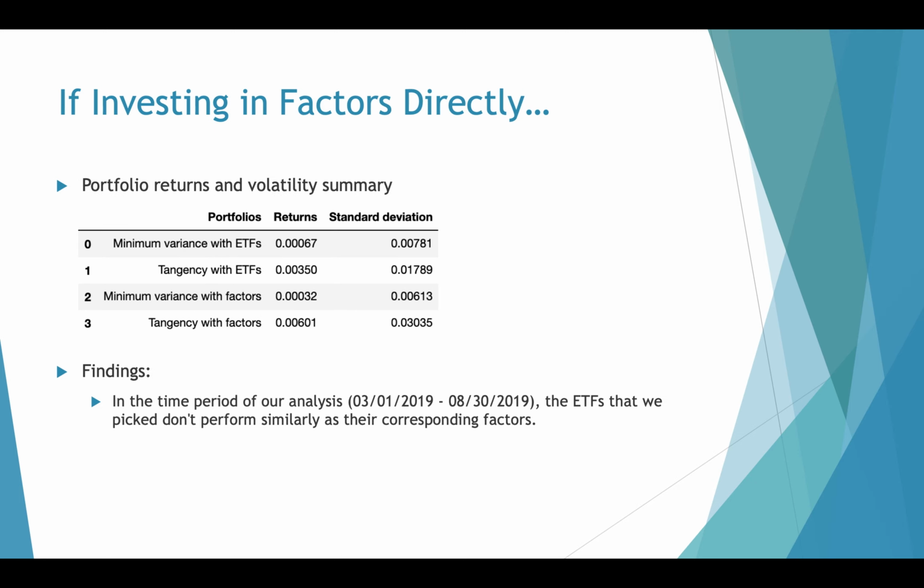After doing our analysis with ETFs only, now we will analyze if we can directly invest in factors. So what we do is that we apply the weights from the previous step directly to factors, and the table summarizes portfolio returns and volatility. And we have the conclusion that in the time period of our analysis, the ETFs that we picked don't perform similarly as their corresponding factors because they have different returns and volatility from their pure factor peers.